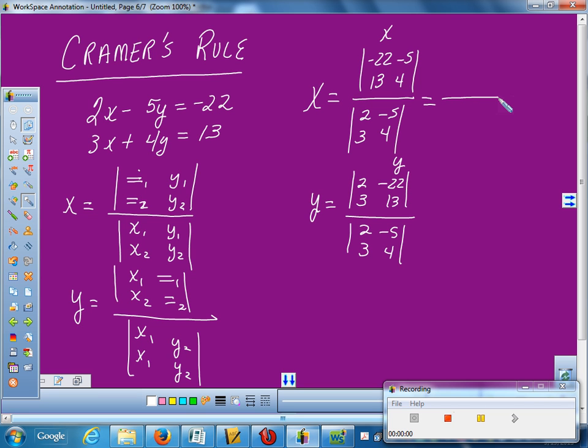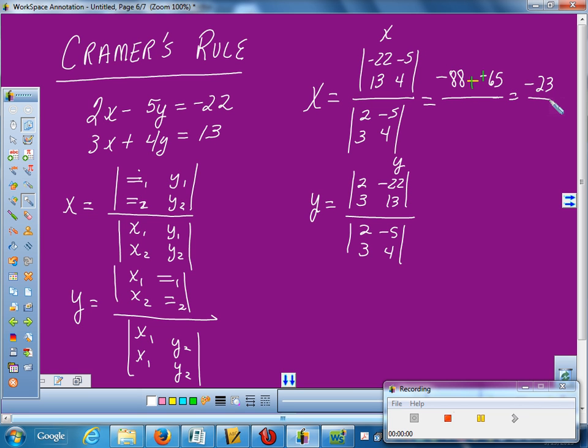Okay, when I start this one, where am I starting? -22 times 4 is -88, and then I do what? I subtract, and I multiply the other two numbers. So 13 times -5 is -65, which really becomes a plus, and so -88 plus 65 is actually -23, I believe.